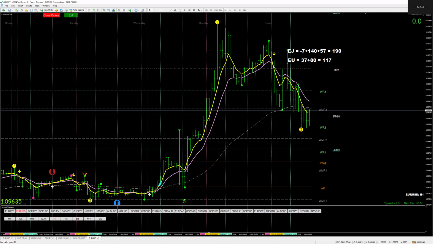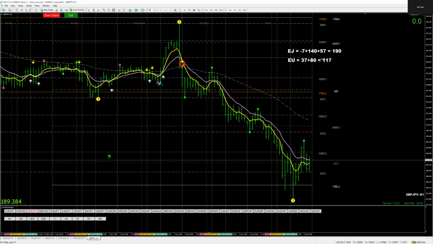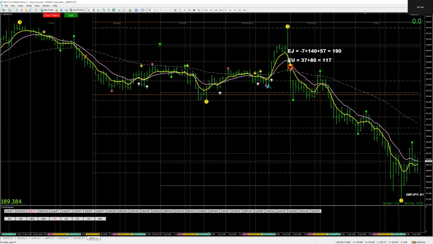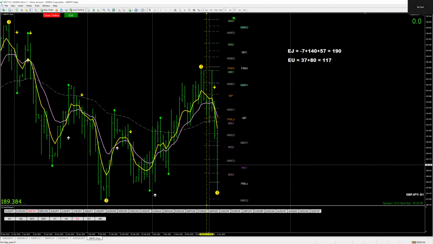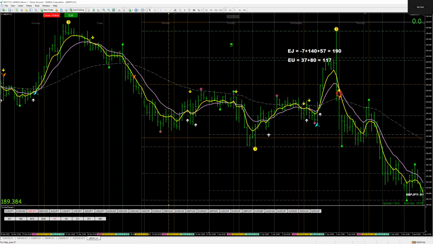Let's look at GJ. Here's one day. We have a 4-hour short. What is the daily now? Daily is still a long, so it hasn't crossed yet. All right, so we're looking for a 1-hour. And this is a 2-ball retrace. So no trade on one day.